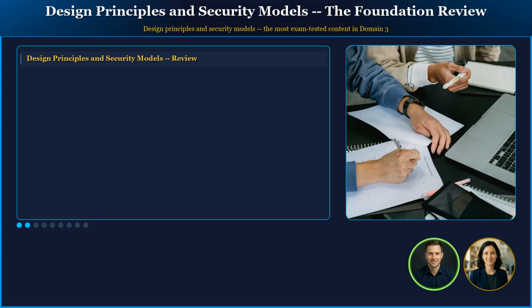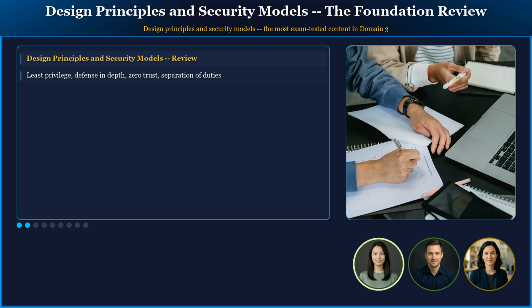The design principles from episode 3.1 are the most broadly applicable content in the domain. Least privilege appears in Domain 1 risk management, Domain 2 asset security, Domain 5 identity and access management, and Domain 7 operations. It is a universal control principle that connects every domain. Defense in depth and zero trust appear together in network architecture questions in Domain 4. The principles are defined in Domain 3, but their implementation questions often appear in other domains. Understanding where principles originate and where they are applied is the cross-domain skill the exam tests.